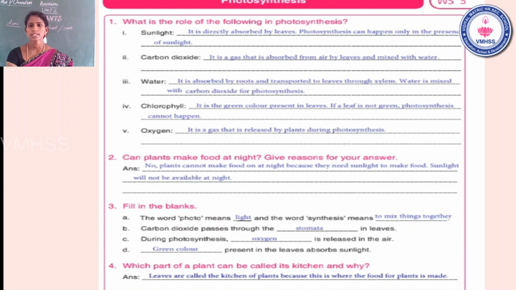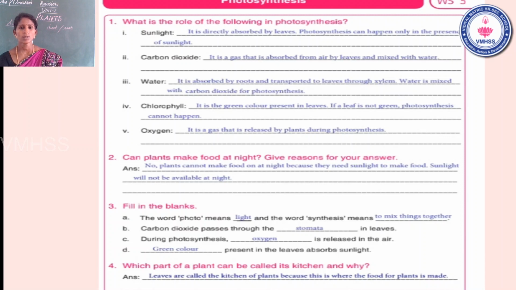So, carbon dioxide is one of the gases that is absorbed from air by leaves and mixed with water. Students, see the answer. Carbon dioxide is a gas that is absorbed from air by leaves and mixed with water.